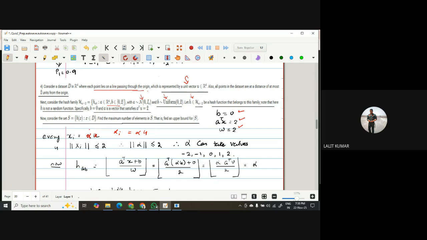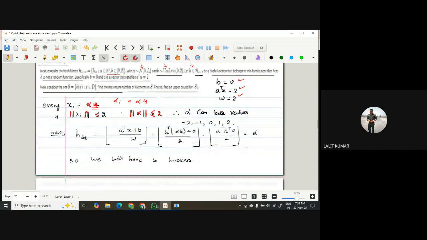Also, all the data points are at most 2 units. So your xi is less than or equal to 2. If you put here this xi is less than 2, so your alpha, this u is unit vector 1. So this alpha's absolute value is also less than or equal to 2. So alpha can take values only -2, -1, 0, 1, 2.